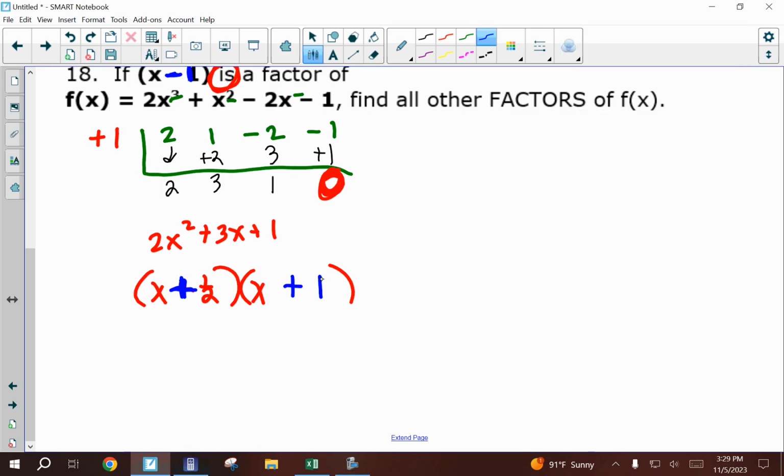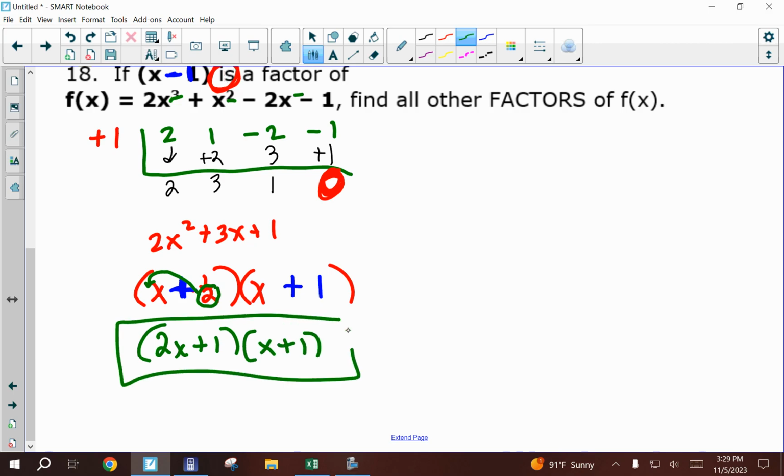Now you're not allowed to leave your final answer with fractions, so that's when we do that move that we call bottoms up. So this bottom has to move up to the front of this x. So this becomes 2x plus 1, and the other one is just x plus 1. So that's our answers. Last two factors.